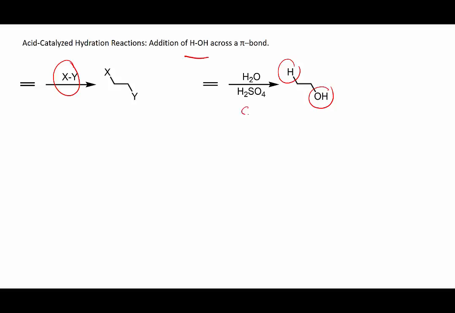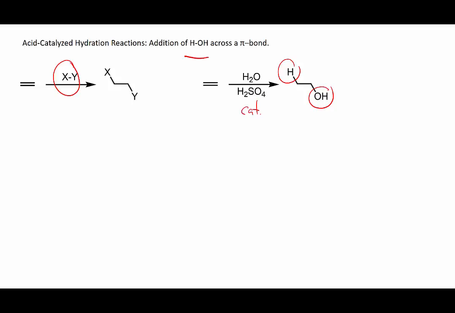So in this case, the acid here is dilute. And this acid also needs to be non-nucleophilic. So if we used HCl, for example, we would just get a hydrohalogenation reaction. We need a non-nucleophilic acid, something like sulfuric acid or phosphoric acid.